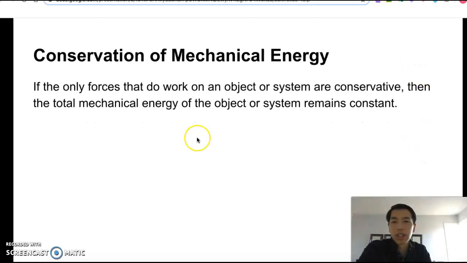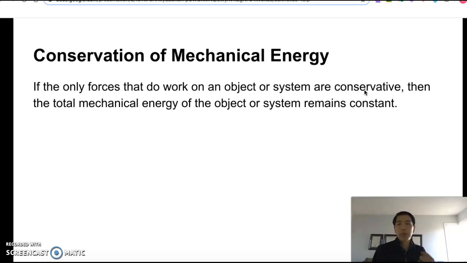So now I'm ready to talk about this important principle called the conservation of mechanical energy. The statement reads, if the only forces that do work on an object or system are conservative, then the total mechanical energy of the object or system remains constant. So if the only forces that do work on an object or system of objects is conservative, then the total mechanical energy of the system remains constant.